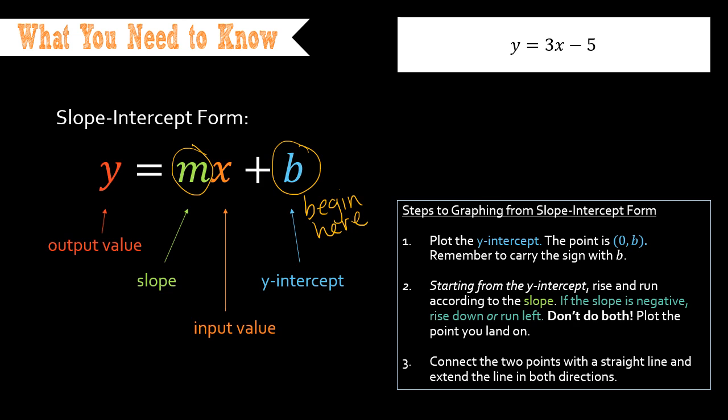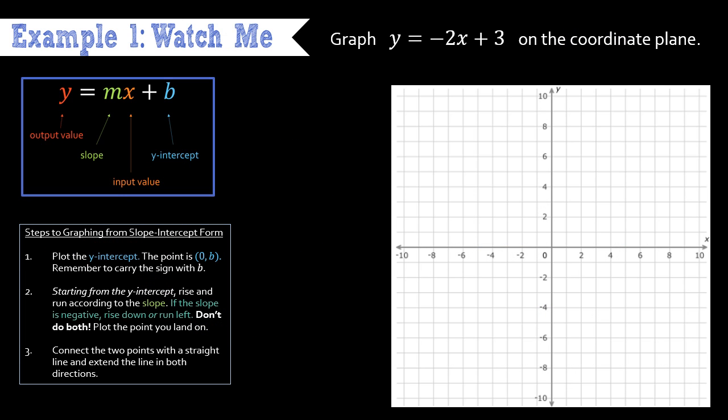So then starting from the y-intercept, so starting from this point, so in this case, my y-intercept is this -5. That's my b. So starting from that point, if I were to graph that, I would then use my slope, my rise and run, to graph my next point. So if the slope is negative, remember that you're going to rise down or you're going to run left. You have to go in the negative direction, but you don't do both. And then you're going to plot the point that you land on. Then you're going to have 2 points. You'll be able to connect the 2 points with a straight line. And I'm going to show you how to do it in a minute.